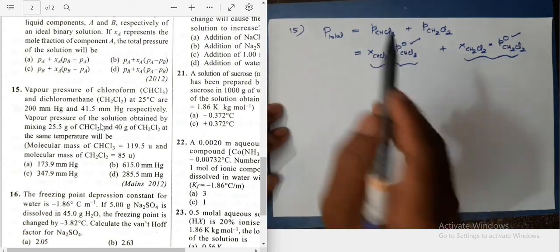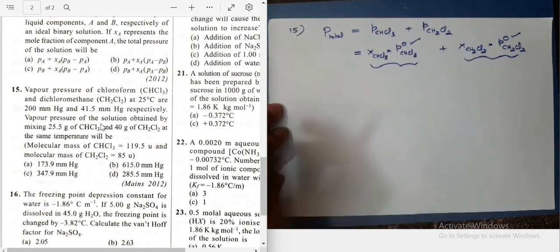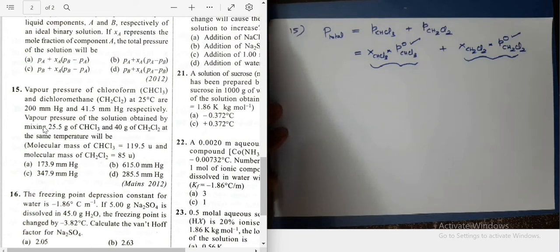Mole fraction we need to find out. Okay, how to do that? Listen, the mass of chloroform and the mass of dichloromethane are given. Molar masses are also given here for your convenience. What you have to do is find the number of moles.